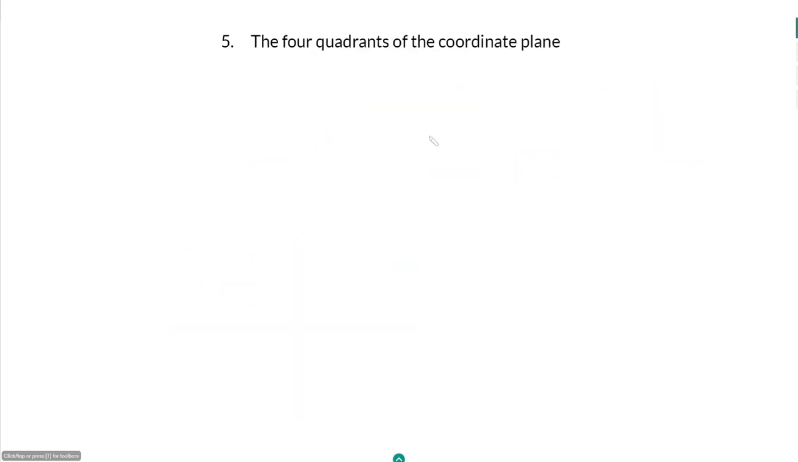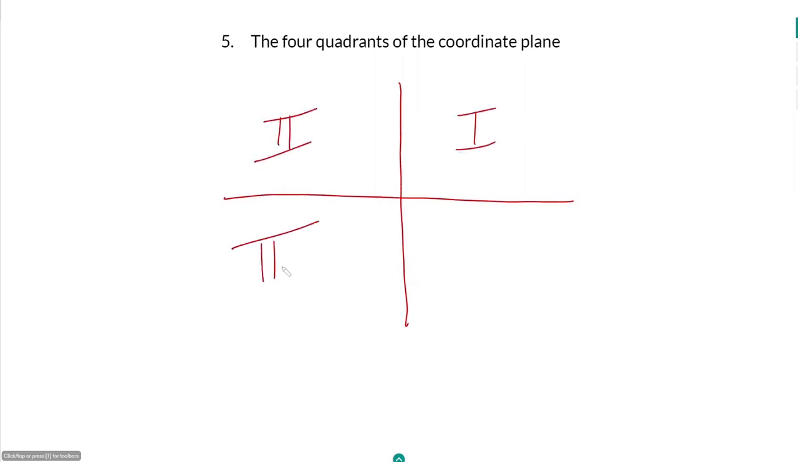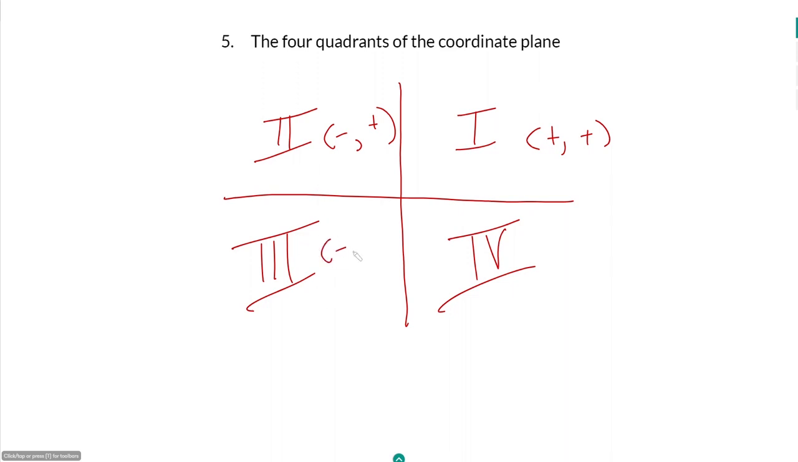The 4 quadrants of the coordinate plane, the only thing you've got to remember here is they go counterclockwise. And so quadrant 1 will be any point where your x and y coordinates are both positive. Any point in quadrant 2 will have a negative x coordinate and a positive y coordinate. Any point in quadrant 3 will have both a negative x and a negative y coordinate. Any point in quadrant 4 will have a positive x and a negative y.